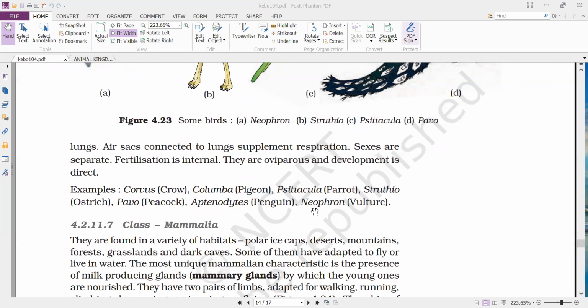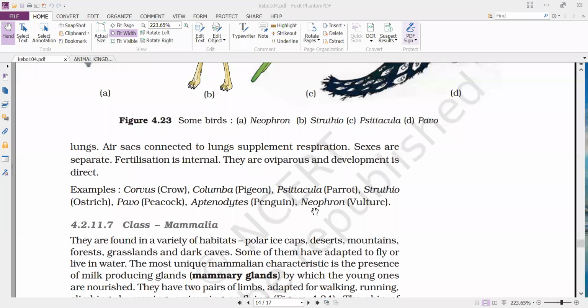When the eggs are incubated, after incubation the eggs are hatched and the young chicks come out of the eggs, which are similar to the adult bird except in size. In these birds we find some parental care. Some parental care is observed after the birth of the chicks, for a certain period of time.